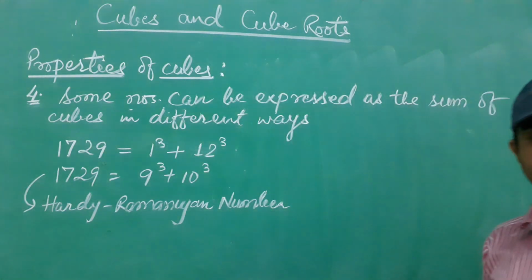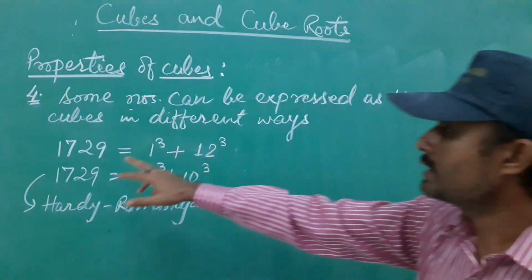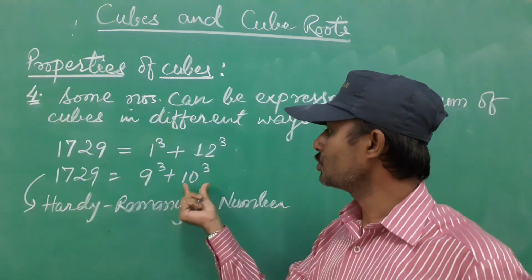1729 is the smallest such number, and many such numbers exist, but this one is the smallest. So for the Hardy-Ramanujan number, we simply use 1729. Apart from this, we have some more examples. Like here, with 1729, we are using only two cubes.